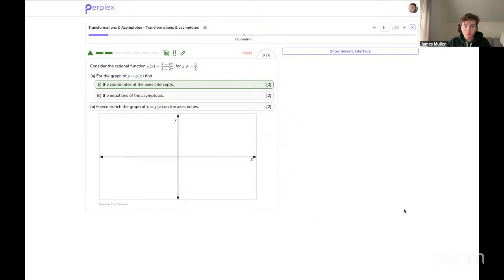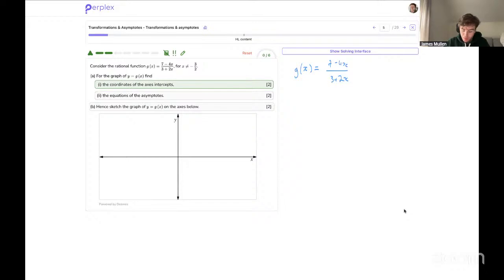Okay, let's go over the solution to this. So I have g of x is equal to (7 minus 4x) over (3 plus 2x). And the first thing I'm looking for are the axes intercepts. So I have two kinds of axes intercepts. I have x-intercepts, which are when the function is 0, and I have y-intercepts, which are when x is 0, and I find the output of the function for that.